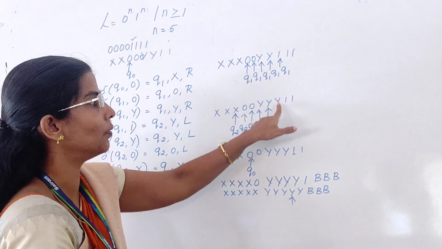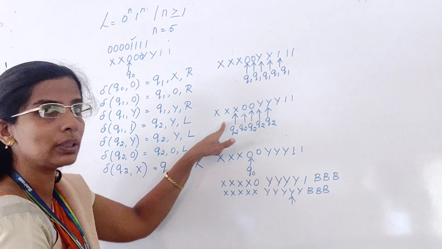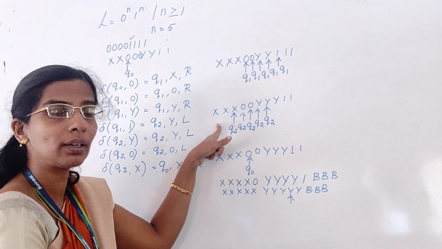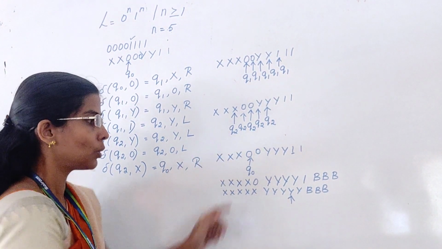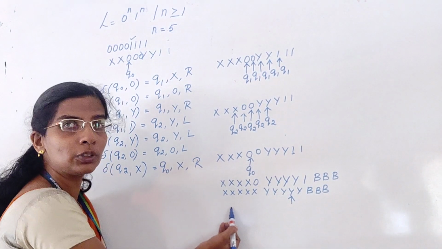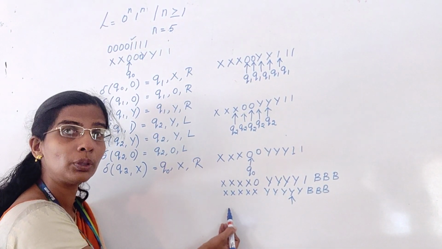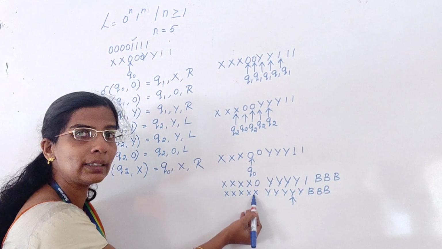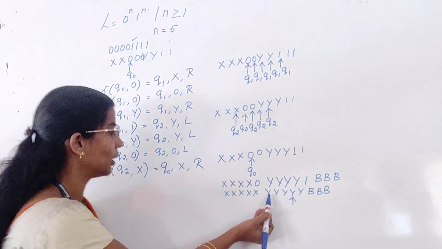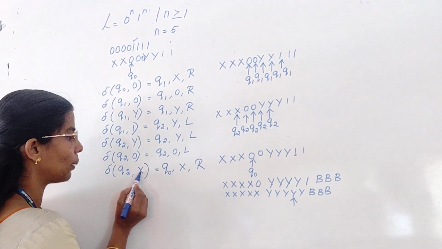Replace this 1 with y, then you will be traveling towards left to get the next 0. So you can travel towards left to get the first 0. How will you get the first 0? Travel till x and then take right. So q2 comma x.